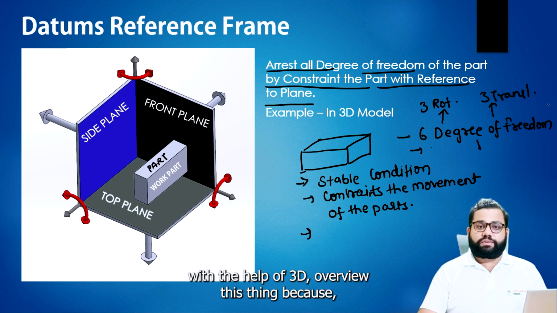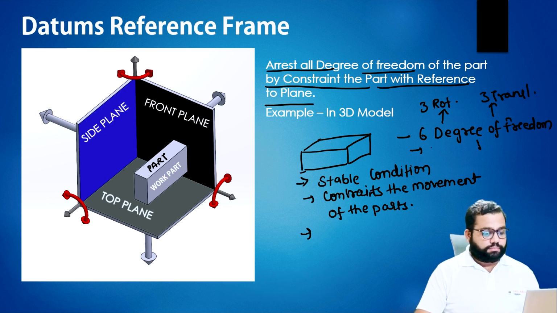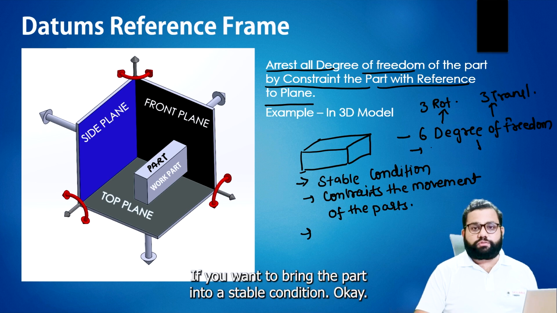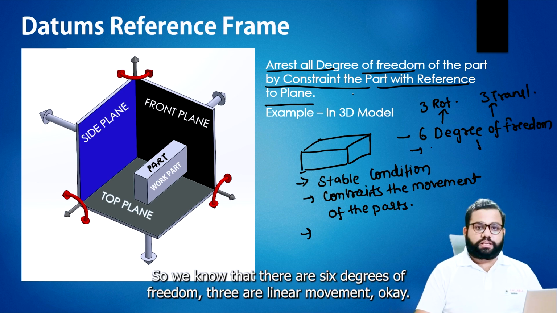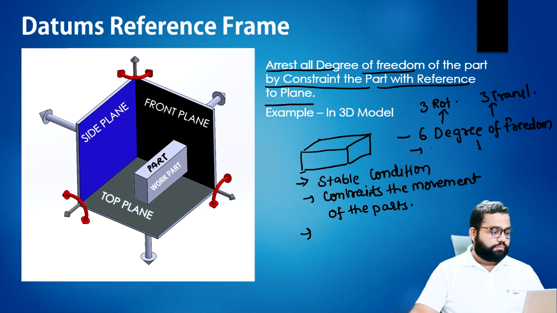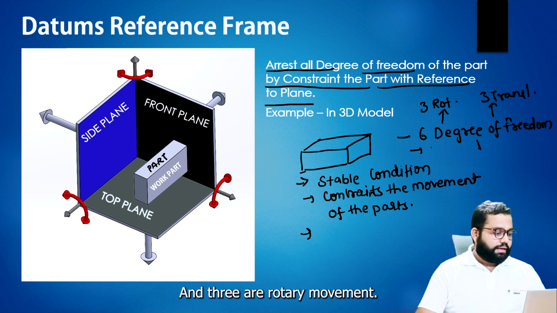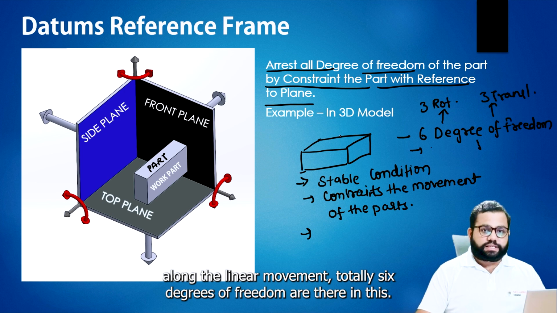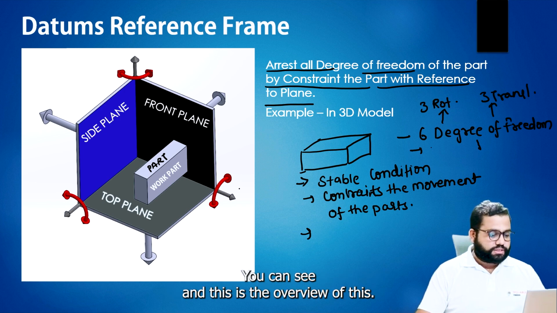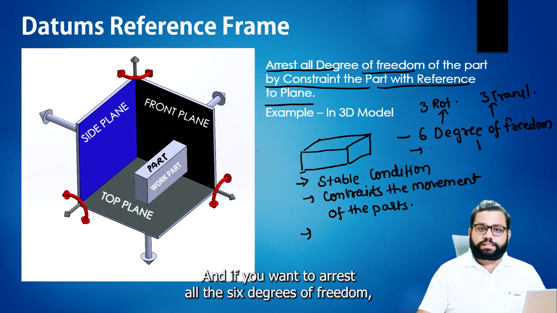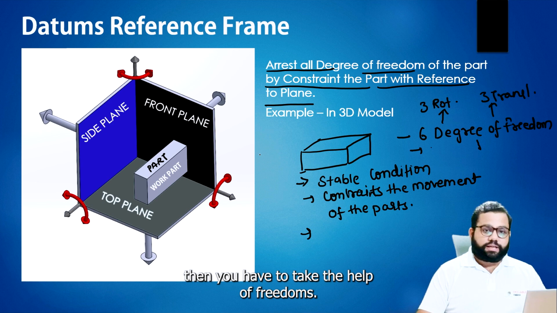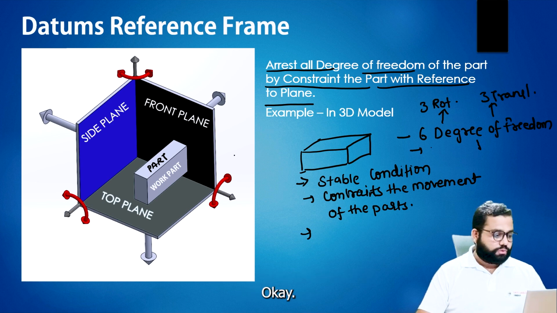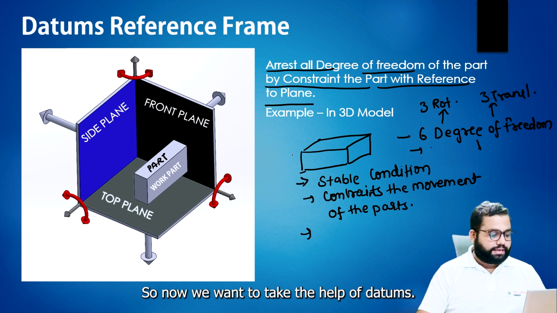Now we will understand with the help of a 3D overview, because this explanation is very important if you want to bring the part into a stable condition. We know that there are 6 degrees of freedom: three are linear movements and three are rotary movements. If you want to arrest all 6 degrees of freedom, then you have to take the help of datums.